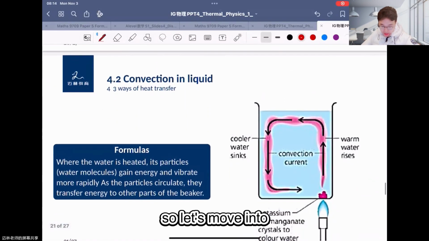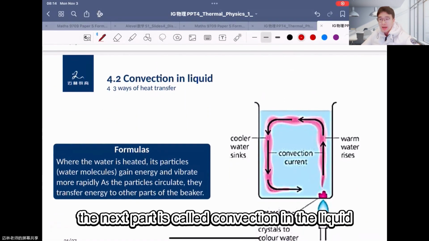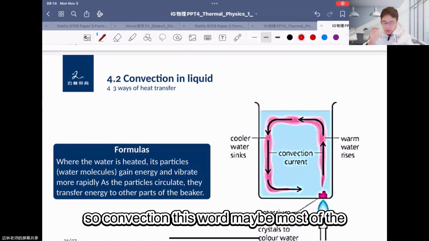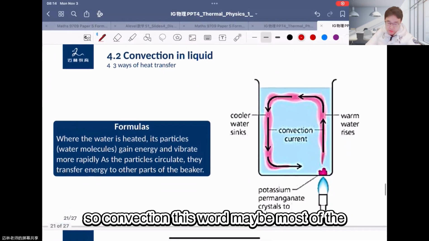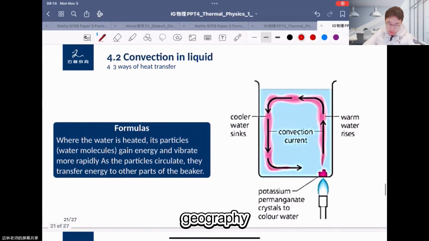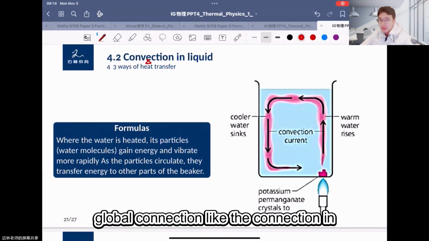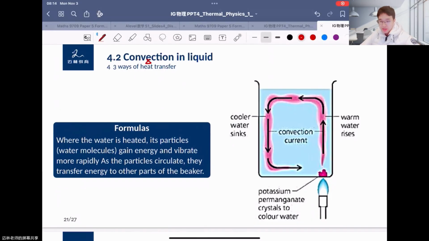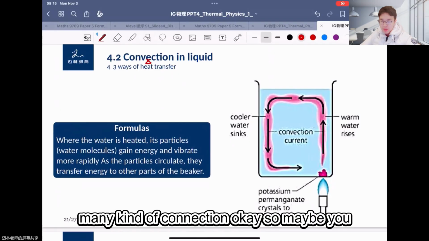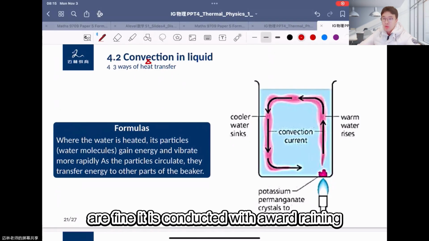Okay, let's move into the next part. It's called convection in liquid. The word convection appears most of the time in geography, like global convection, convection in a city, and many other kinds of convection. Maybe you are familiar with it in connection with the word raining, right?